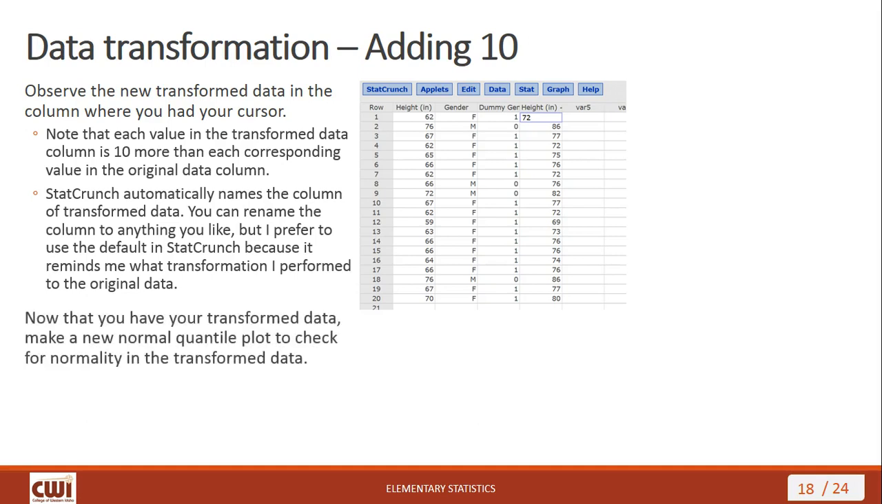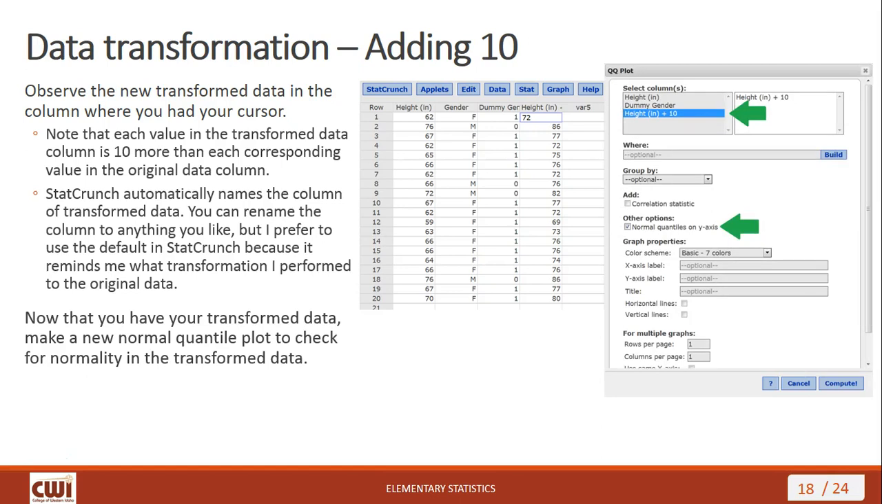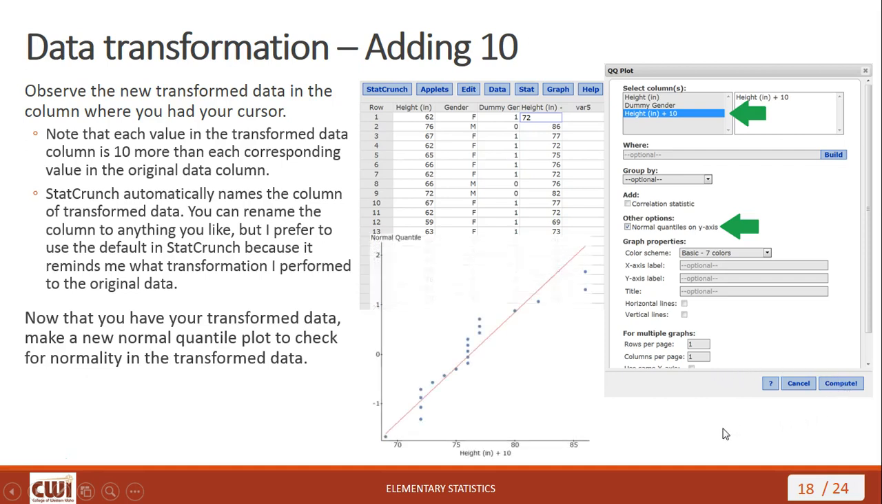Now that we have our transformed data, we can make a new normal quantile plot and check for normality in the transformed data. So go into Graph, QQplot, and up pops this nice little window. Remember, you need to select the transformed column because that's what we want to test for normality. And then remember to check this box for normal quantiles on the y-axis. Again, I don't know why that's not a default feature, but that's what you need to check on. Click Compute down at the bottom, and you'll get a normal quantile plot that looks something like this.